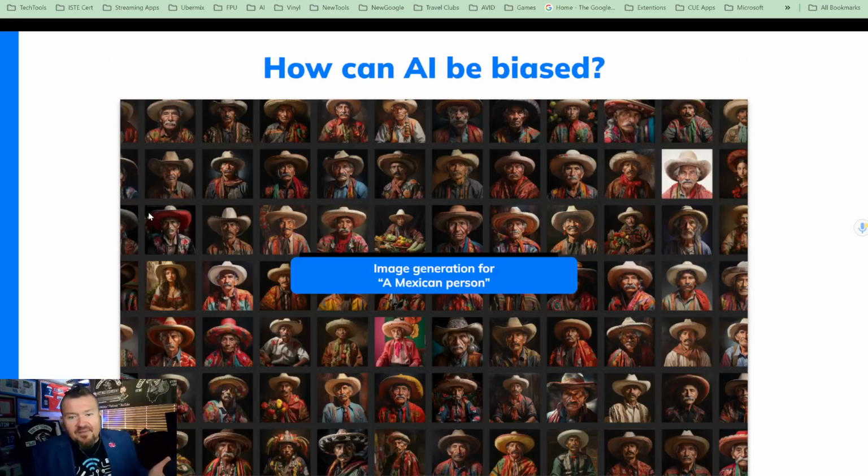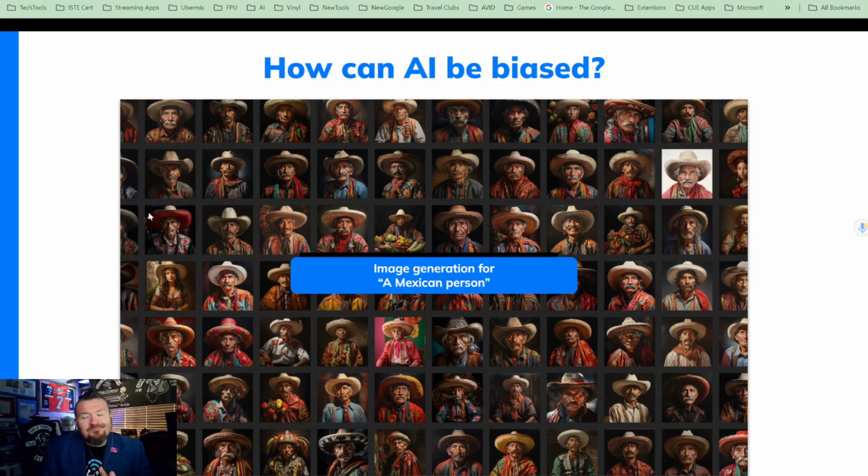Again, how can AI be biased? I mean, it's so evident when looking at image generators, especially when image generators first started to become popular in early 2023. You see, if you put in the prompt a Mexican person, based upon the images that these machine learning models, these large language models have been fed, these are the kinds of images that you would see, right? An older, mustache, gruffy looking individual with a 10-gallon hat or a sombrero.